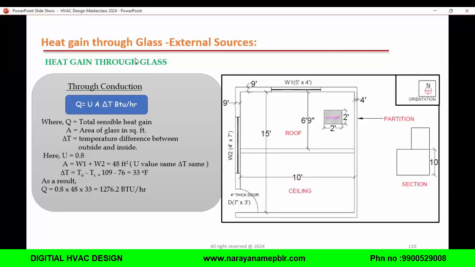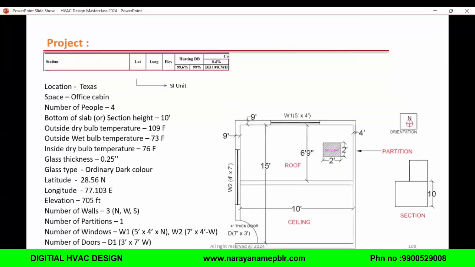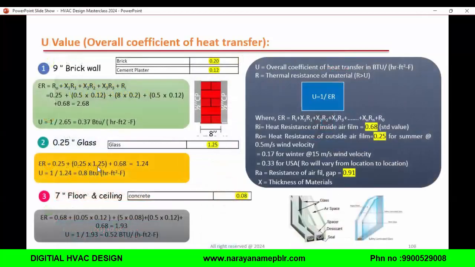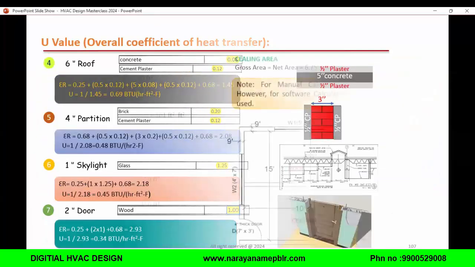So first is heat gain through glass. The formula is the same: Q = UA delta T. U for the glass we already got. What is the U value for the glass? 0.8. What does 0.8 mean? 80% of heat is transferred from outside to inside. We are designing for summer condition.